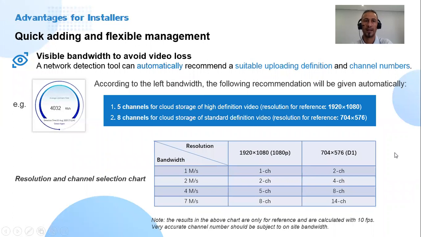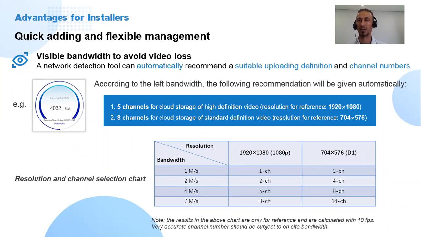Also, when adding the physical devices, this will physically show us the visible bandwidth to avoid video loss. So once you've added your physical devices, a network detection tool can automatically recommend that, for example, this particular device is too high, please drop the resolution of this particular device. It will also recommend a suitable uploading definition and channel numbers.